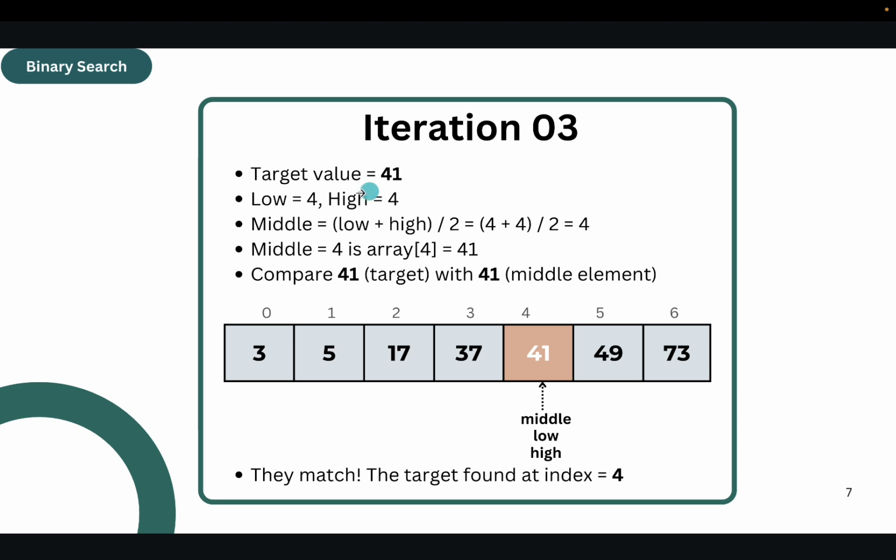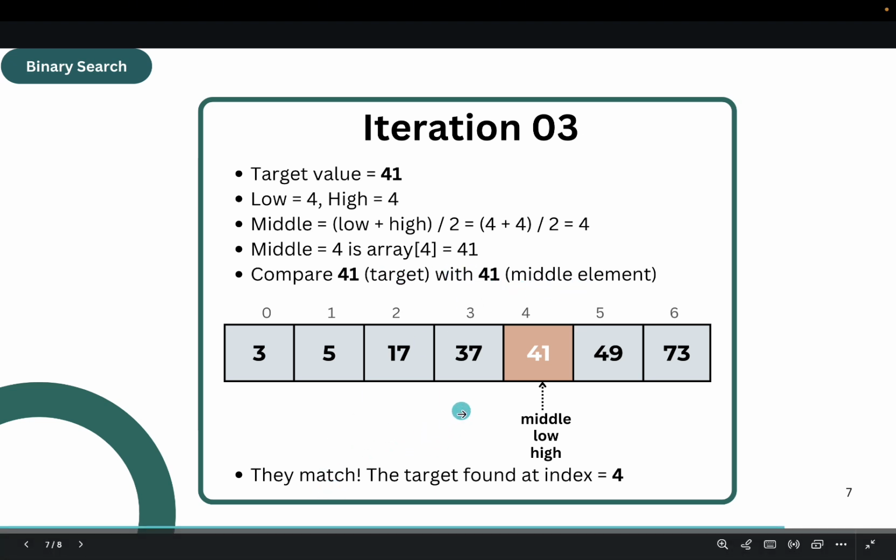In iteration number 3 we didn't do anything with low, so low was 4 in the last iteration as well, but for high we updated. So now we have high as 4. So 4 + 4 is equal to 8, and 8 divided by 2 gives us index 4 again. So middle is 4, and at the 4th index we have 41 itself, which is our target value. That means the target value 41 is equal to the middle element 41. This is a match and the target value has been found at index 4.